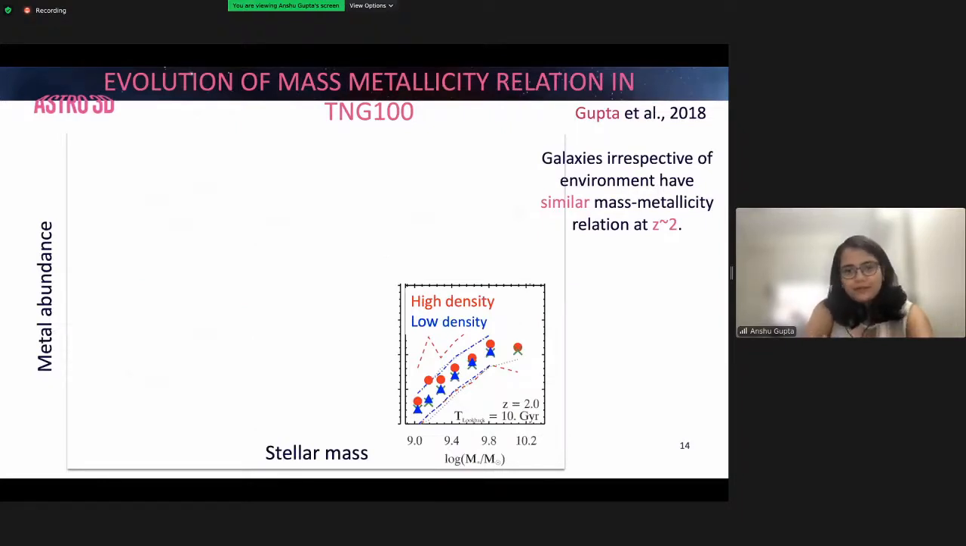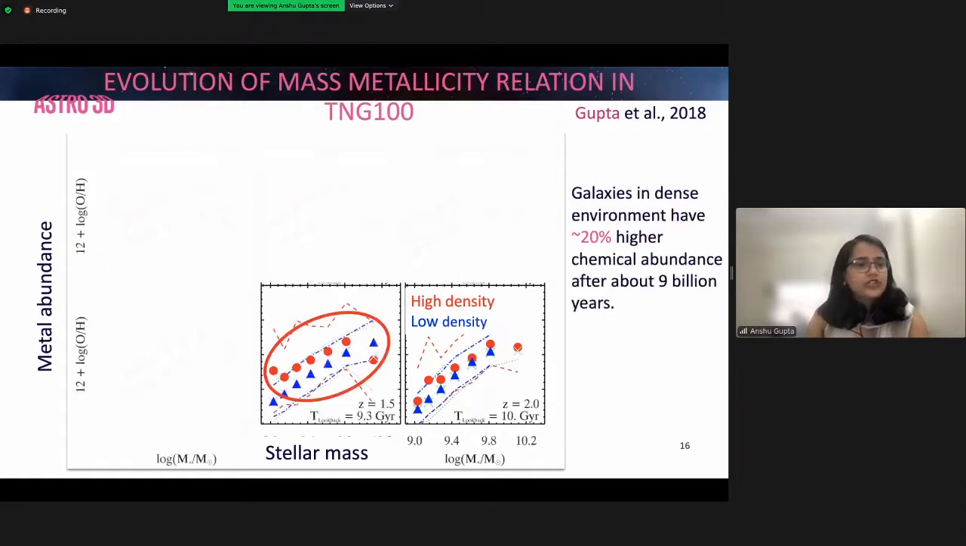This is again the mass metallicity relation in the IllustrisTNG simulation, plotted at redshift of 2, which is about 10 gigayears from the present universe. And I'm plotting galaxies in two different densities. The galaxies in the high density environment are already part of the cluster at redshift of 2, and then I'm comparing their mass metallicity relation with galaxies in the low density universe. At redshift of 2, there does not look like there's any difference in the metal content of galaxies in these two environments. If we go on to redshift of 1.5, we do start to see some differences appear.